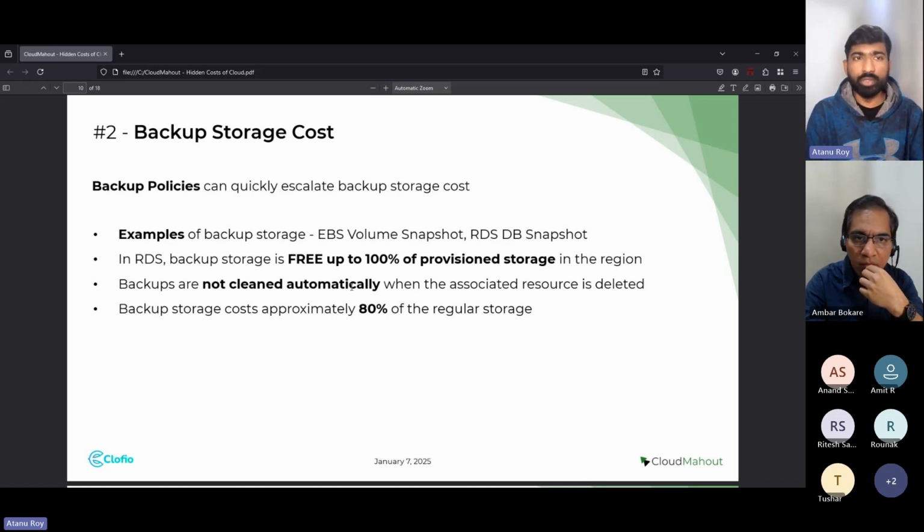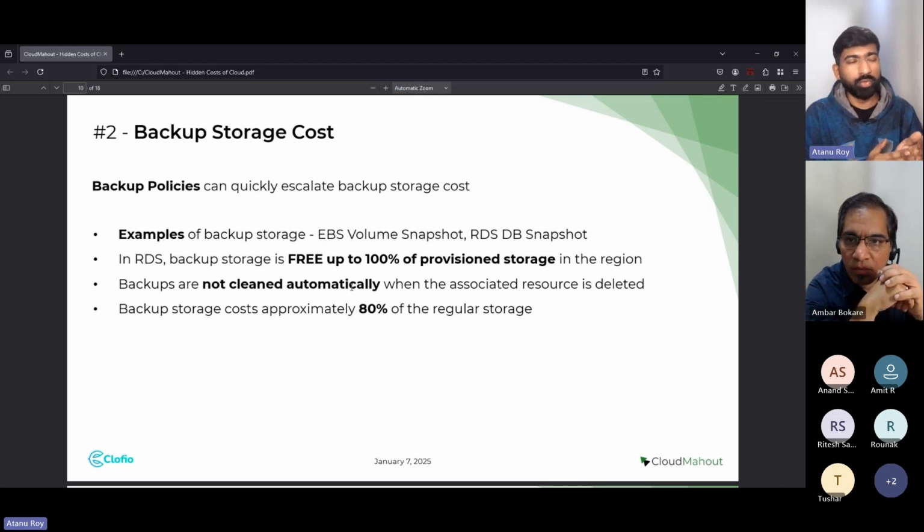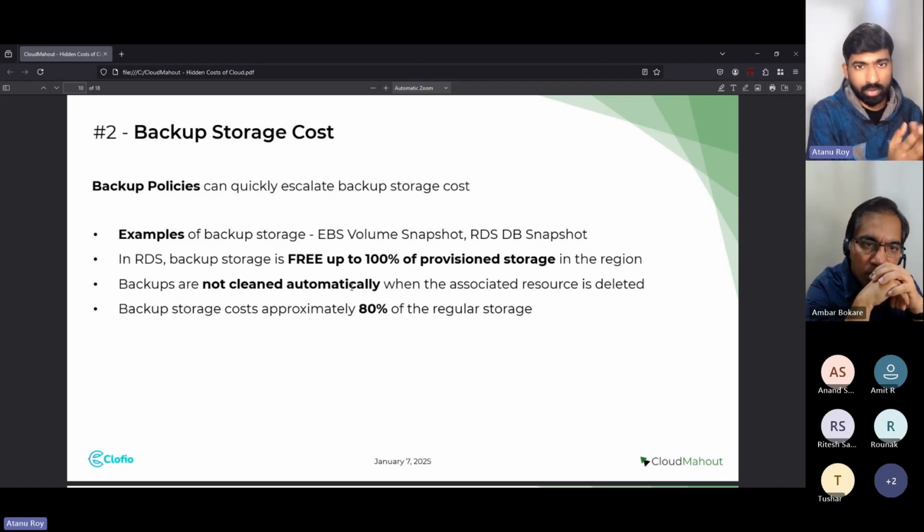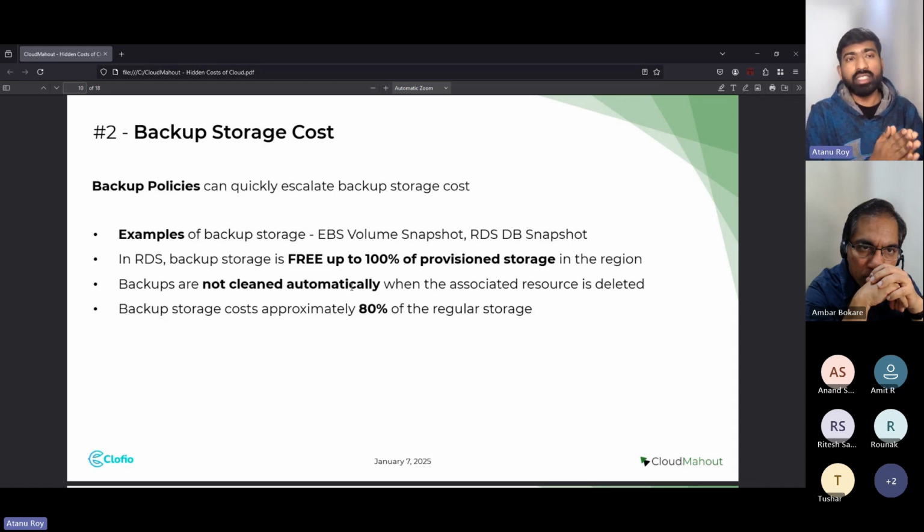Typically, if you are using EC2 instances or RDS databases, then your database can be backed up, your EC2 volumes can be backed up, and you basically take a snapshot, which is the backup of your database. These backups also cost you some money. Now the challenge, the problem with backup storage cost, is that if we take the example of RDS, where mostly the backup storage cost bombards, AWS only charges you when you go beyond your provision capacity.